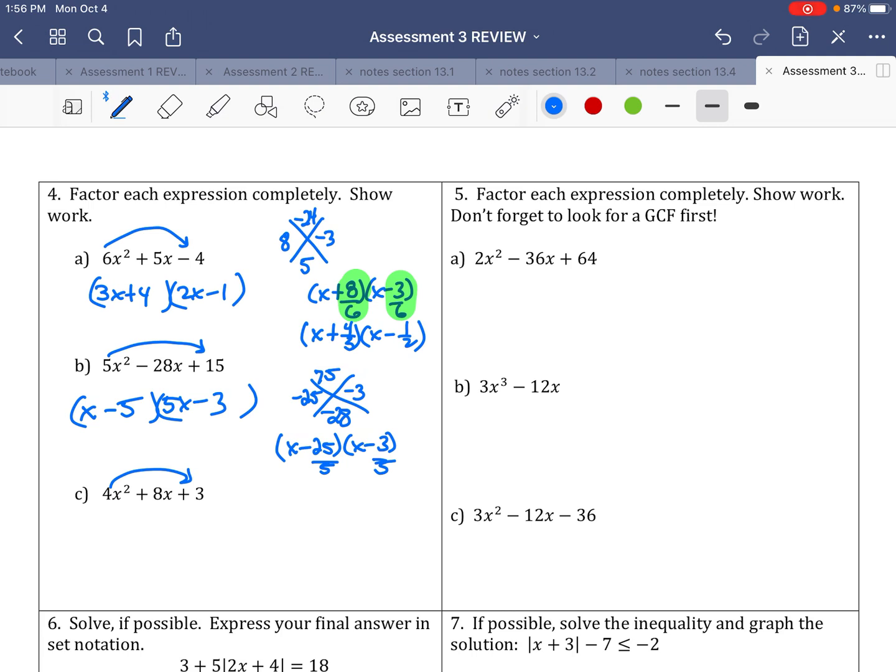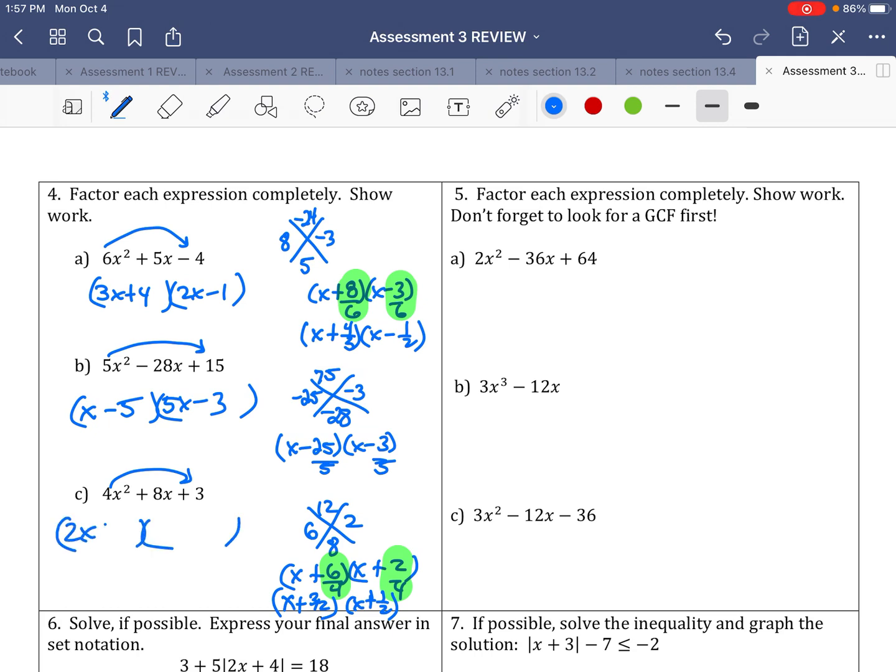All right, here I got 3 times 4, so I'm going to put a 12 up there and an 8. Everything's positive, so I'll choose 6 and 2. So let's check it out. x plus 6, x plus 2. Divide everything by 4. Now, I do notice that both of these things reduce. So that is going to be x plus 3 over 2 and x plus 1/2.